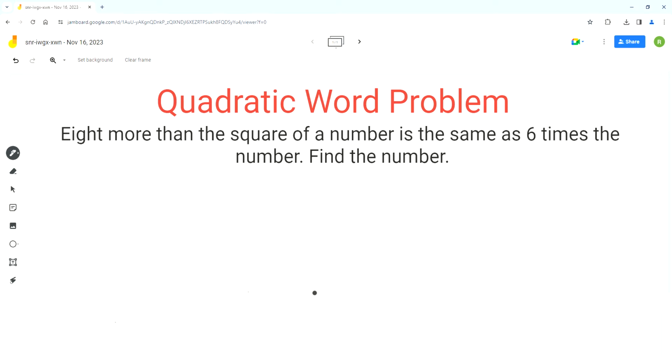In today's video, we'll solve this quadratic word problem. As per the word problem, 8 more than the square of a number is the same as 6 times the number, and we have to find the unknown number.